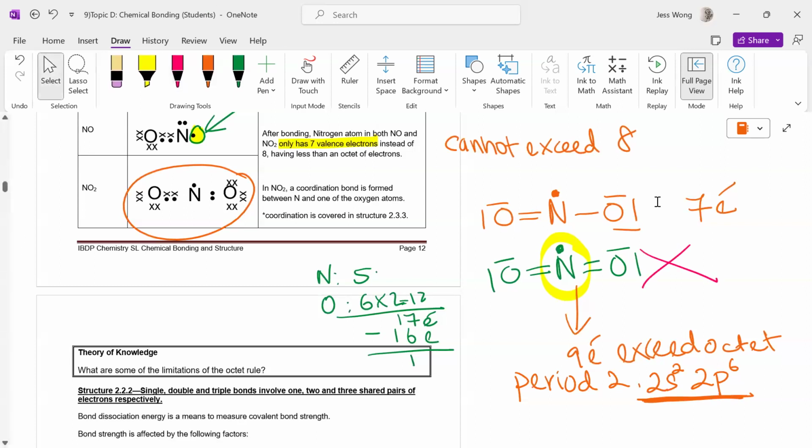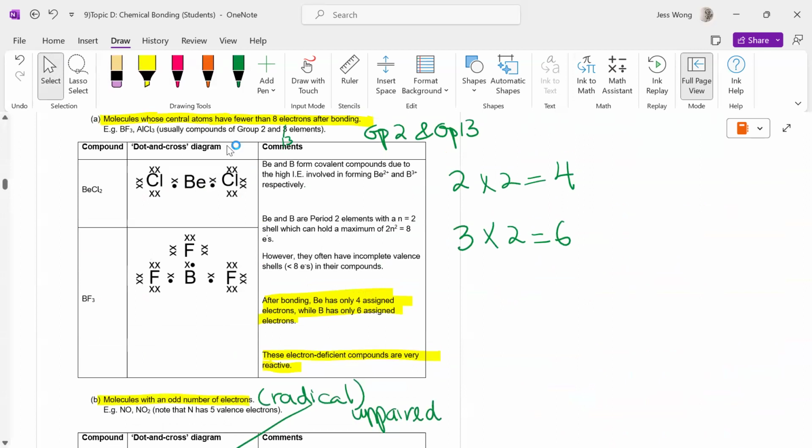Therefore, the best that nitrogen can do is to achieve this structure, which has less than 8, so that it can occupy 2s2, 2p6 within this limit, and it will end up as a radical. Okay, now is a radical stable? Is a radical stable? Just like, is this stable?